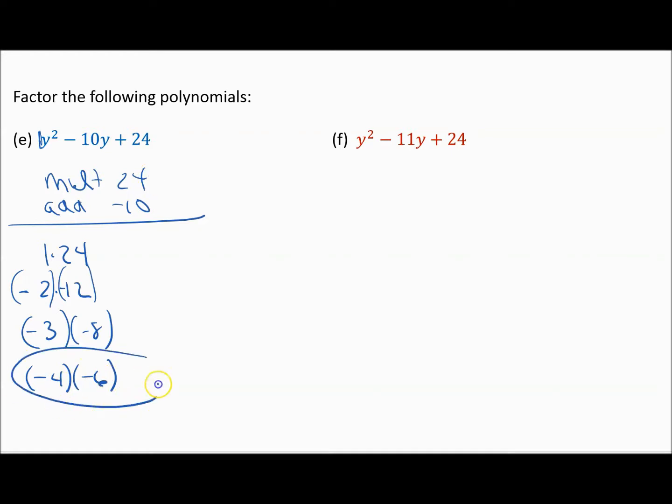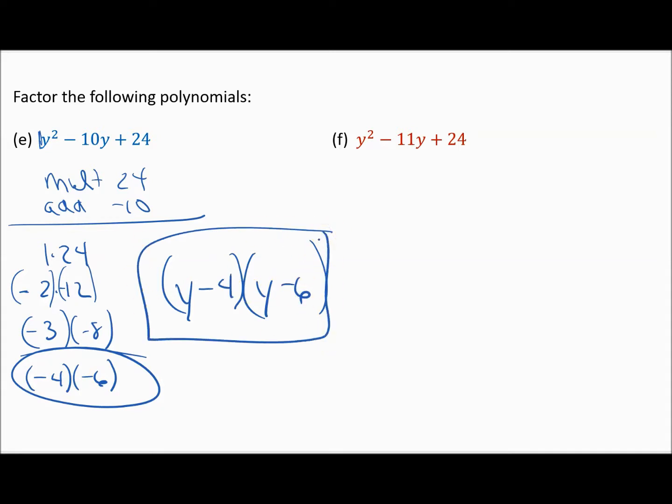And negative 4 plus negative 6 adds to be negative 10. That's our winner right there, which means when we write our set of parentheses, a couple things I want you to notice: the variable is y. So y goes in the first spot, and our numbers are minus 4 and minus 6. You could FOIL that out and check it. I'm going to go ahead and move on to the next problem, but I think it would be good practice for you to always check your results.